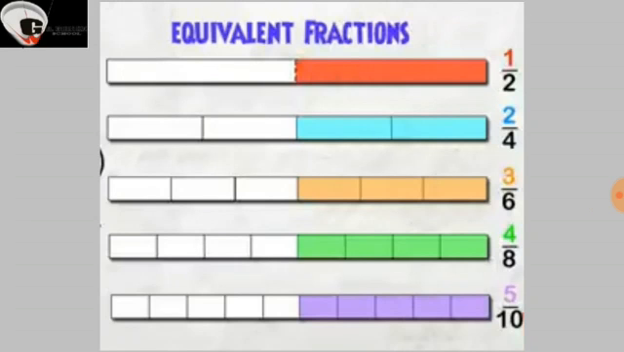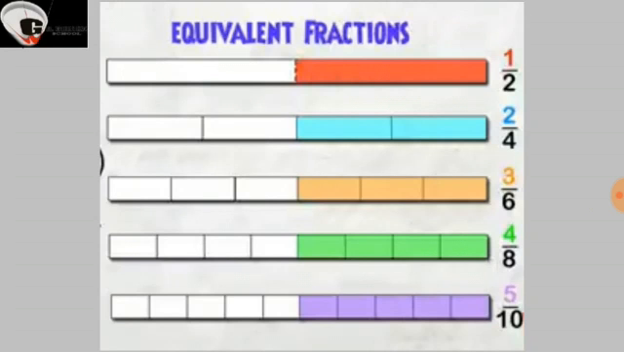In the first rectangle, one half of the rectangle is shaded. In the second rectangle, 2/4 part of the rectangle is shaded. In the third rectangle, 3 parts of the rectangle are shaded and it is divided into 6 equal parts, right? And in the fourth rectangle, 4/8 part of the rectangle is shaded, and in the fifth rectangle, 5 parts out of 10 parts are shaded.